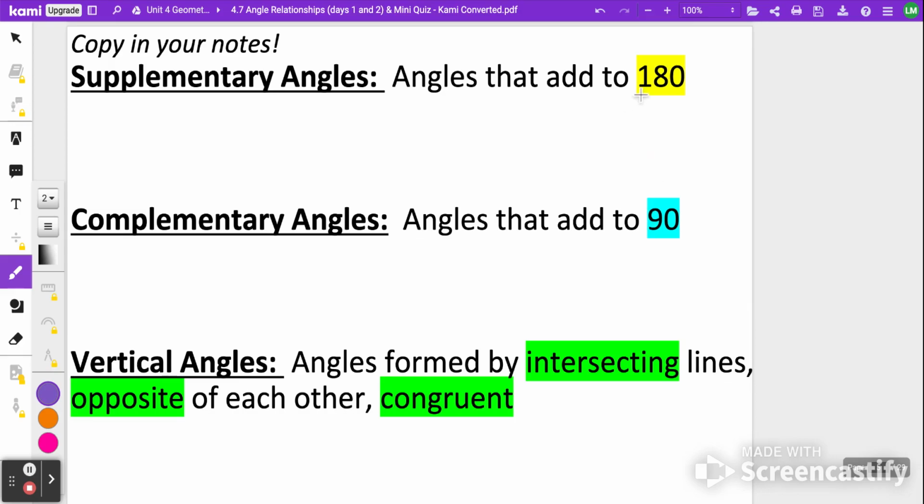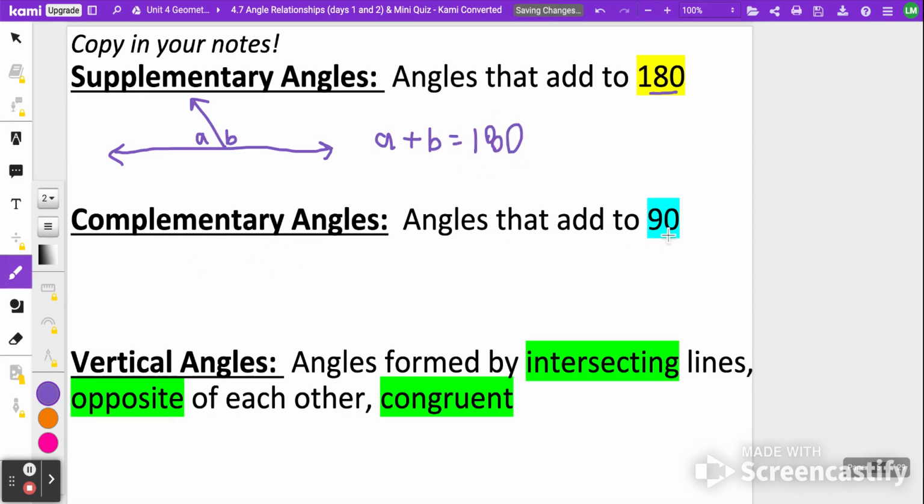Supplementary angles are angles that add up to 180 degrees. If you remember, 180 degrees is half of a circle, so they would be forming a line. Like if we have letter A and letter B, and they're forming a straight line, we can say that A plus B is equal to 180.